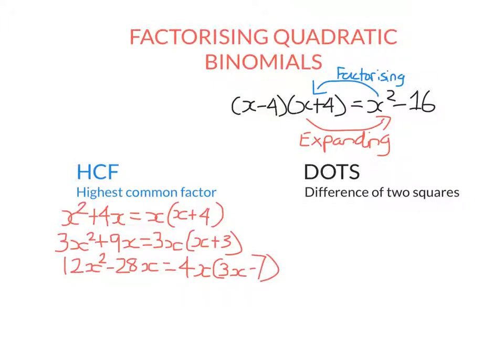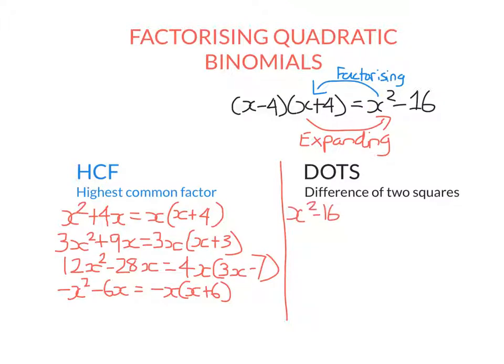And I'm done. Minus x squared minus 6x. So this time I'm going to take out a factor of minus x. So then I times minus x by x to get negative x squared, and I times it by positive 6 to get negative 6x, and then I'm done. So let's look at some examples involving difference of two squares. So they are examples like this one here.